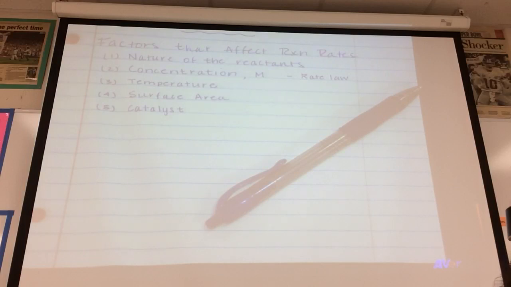Now if we invite 4 other classes with 30 kids each in here, now all of a sudden we're up to about 150 kids. Now the likelihood of an effective collision is greater. So with an increase in concentration, in most instances you will increase the likelihood of an effective collision, you'll increase reaction rate. As you increase temperature, what happens to the velocity of particles?